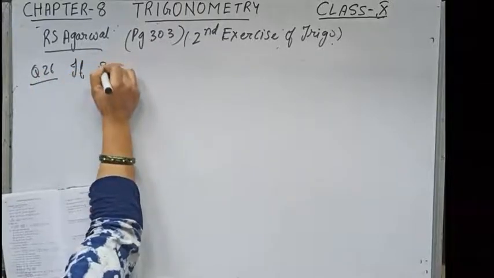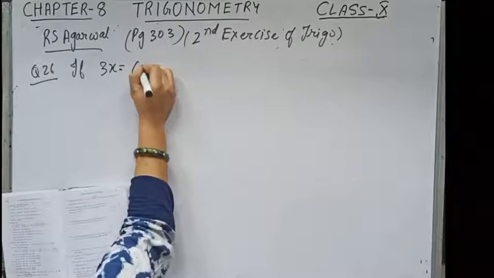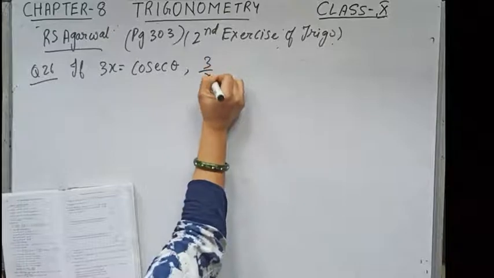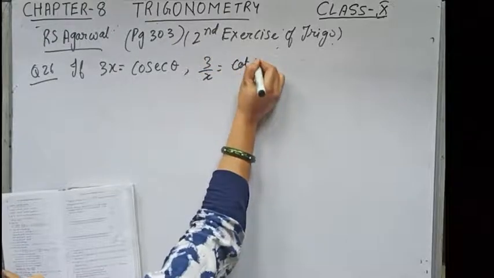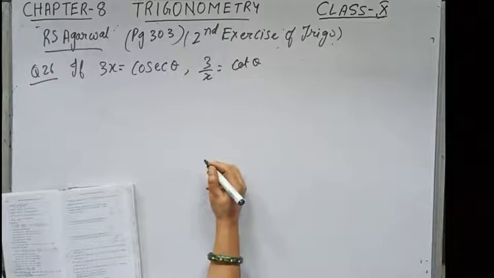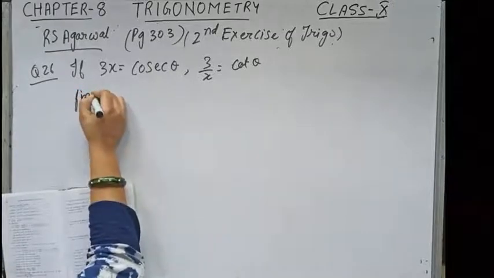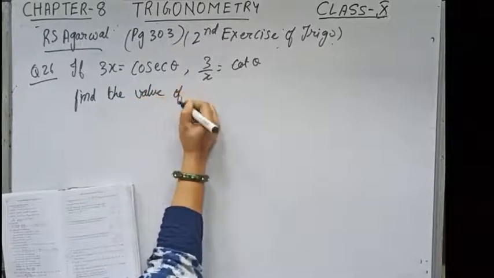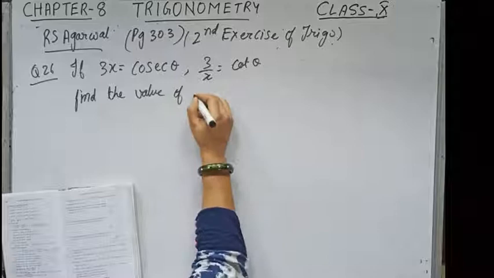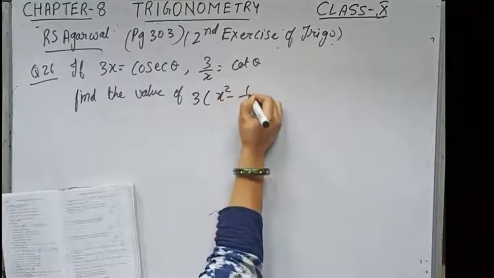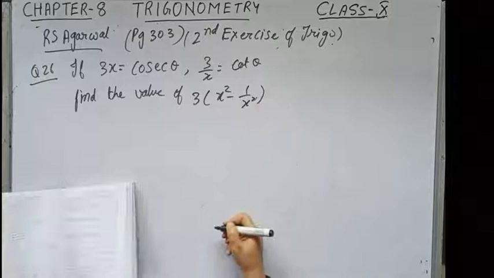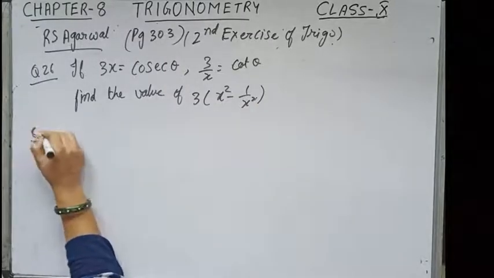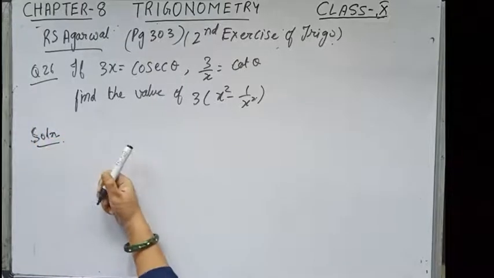If 3x equals cosec theta and 3 by x equals cot theta, find the value of 3 times x square minus 1 by x square. Now children, this solution I am writing: SOLN, solution. Find the value of this.